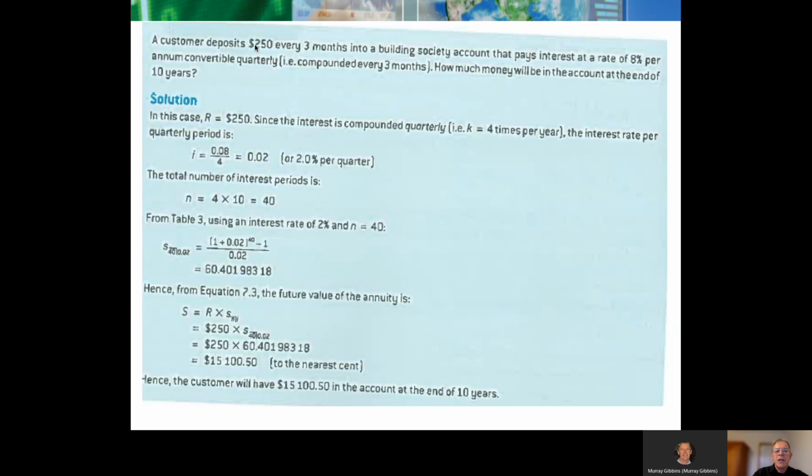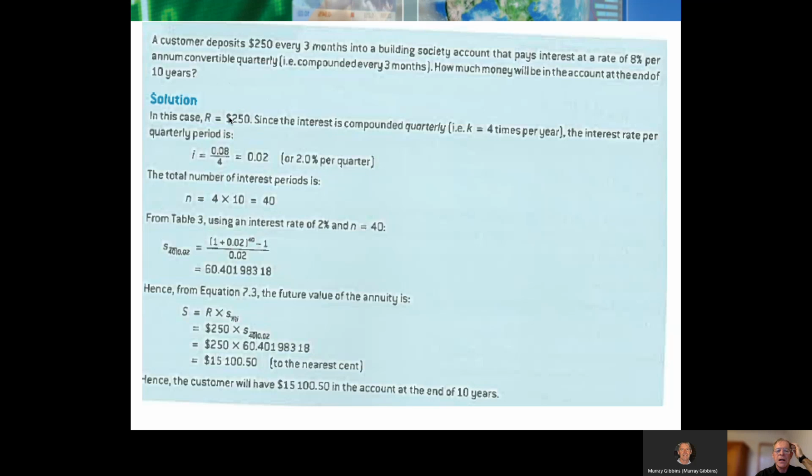So let's just check this out. So the payment, customer deposits $250. So there's my payment amount. It's 8% per annum convertible quarterly. So we're going to have to convert it to compounding every 3 months. We're going to have to convert it by going 8 divided by 4 is 2% per quarter. And then we've got to adjust the term to quarters as well. So it's 10 years. How many quarters in 10 years? 10 times 4, 40.